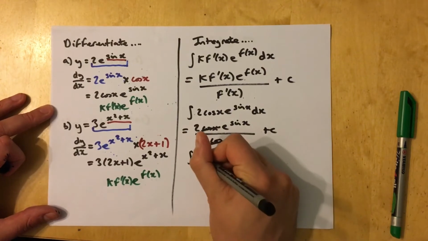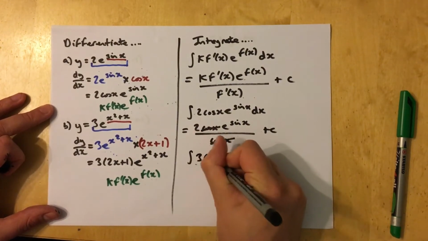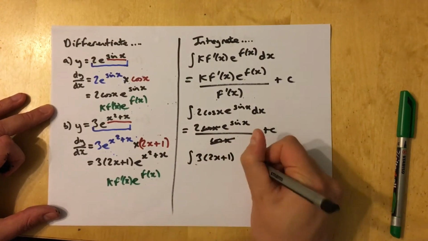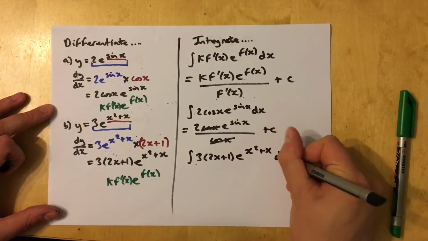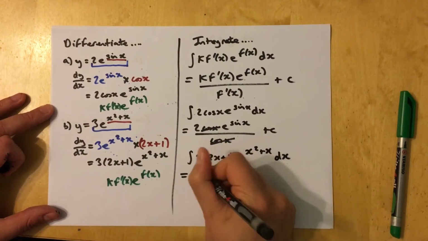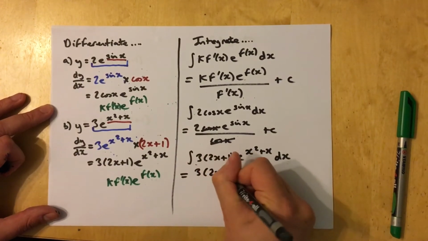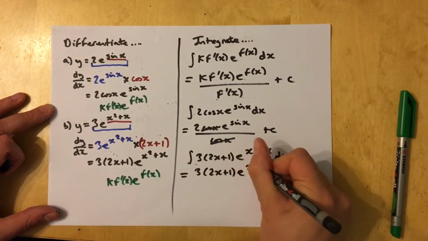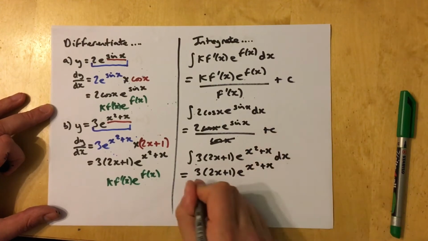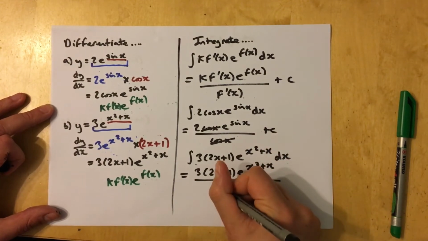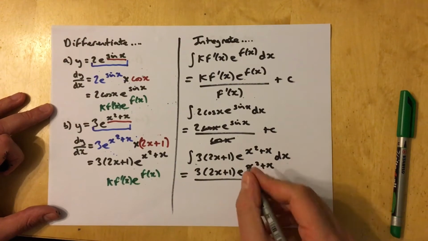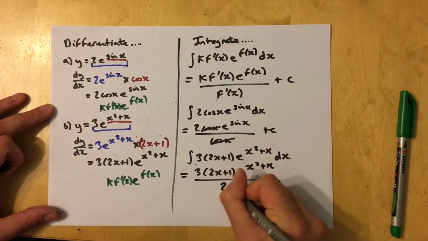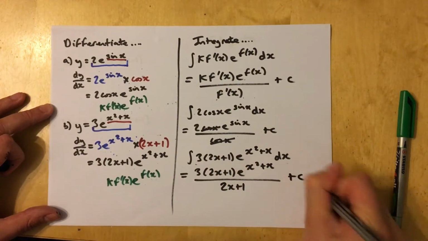So if we integrate 3 lots of 2x plus 1 e to the power of x squared plus x dx. So again, leave it alone. Don't do anything to it. All we need to do is divide by the derivative of the inner function. Our inner function is x squared plus x. So when we differentiate that, we get the 2x plus 1. That's what we're going to divide by. Don't forget your constant of integration.